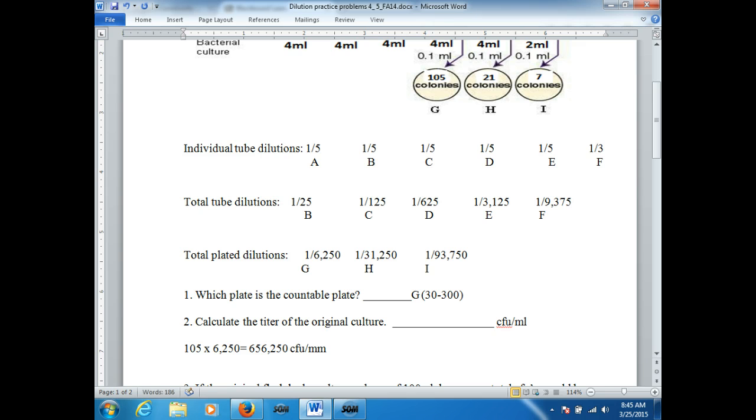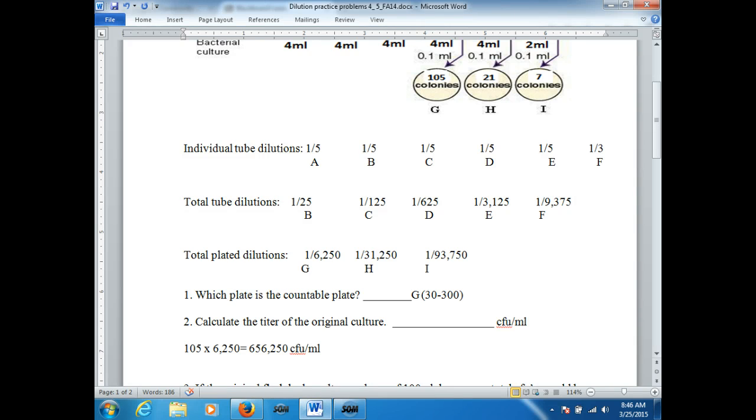CFU per milliliter. What does CFU stand for? Colony forming units. Because we're not counting cells, are we? We're counting colonies, right? And it may have been a single cell, but it may not have been. So this number may be low, because it could have been maybe 2 cells that formed that colony, and that would give us a greater number if they had been separated from each other.